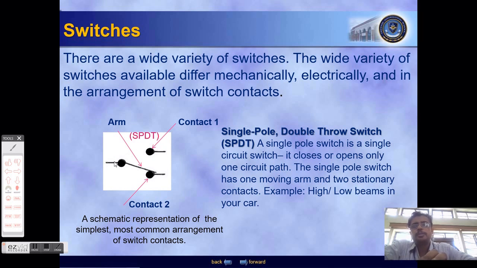Why is it single pole? Because of a single incoming current. And why is it double throw? Because two throw positions are there. Two different circuits can be controlled. Suppose we connect a light on this wire and suppose we connect a fan on this wire. So either you can turn on the light or you can turn on the fan depending on your choice. So there are two throw positions available and the pole is single.